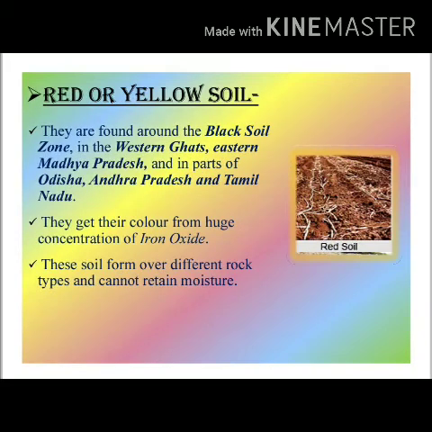Red or yellow soil. Red soil and yellow soil have the same color as their name suggests. They get their color from a huge concentration of iron oxide. They are found around the black soil zone in the Western Ghats, eastern Madhya Pradesh, and in parts of Odisha, Andhra Pradesh, and Tamil Nadu. These soils form over different rock types and cannot retain much moisture. One can find stone forest and drought resistant crops growing abundantly on such soil types.